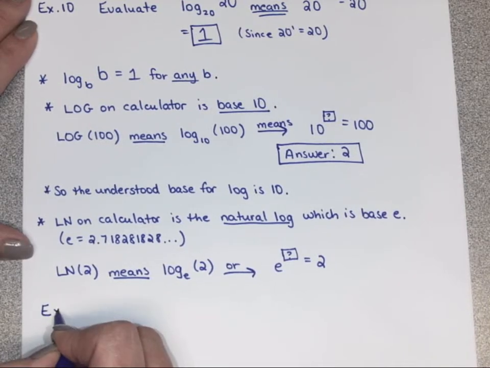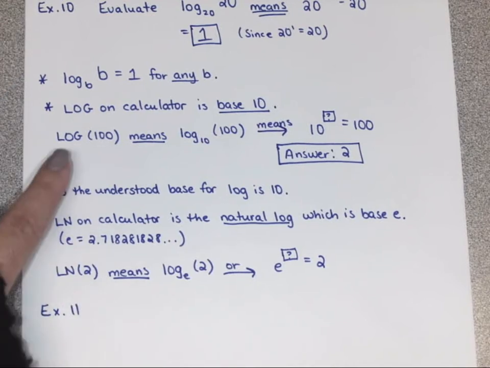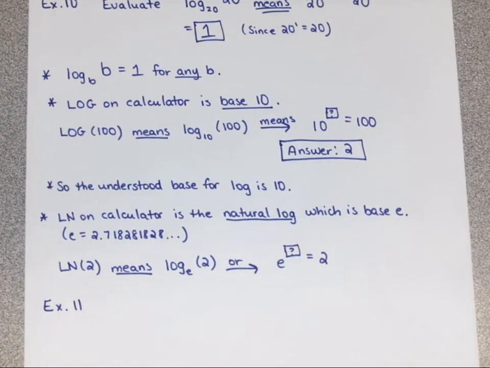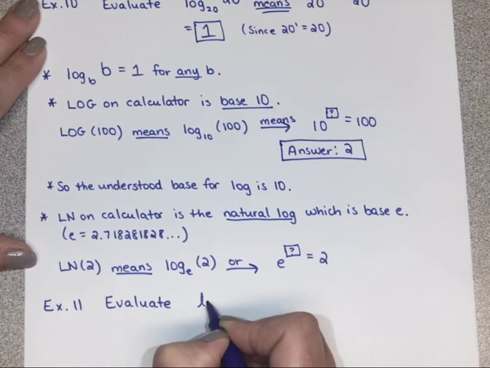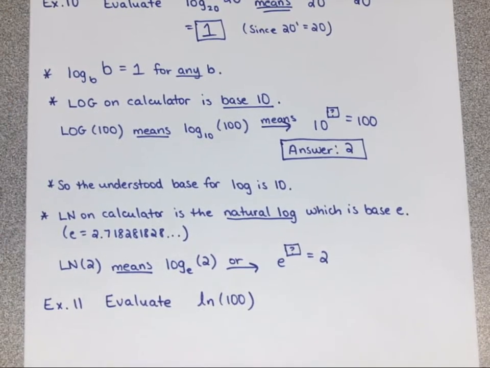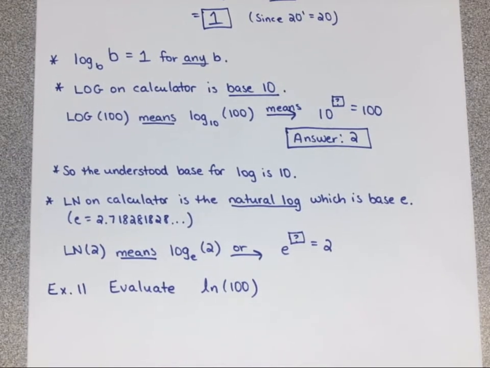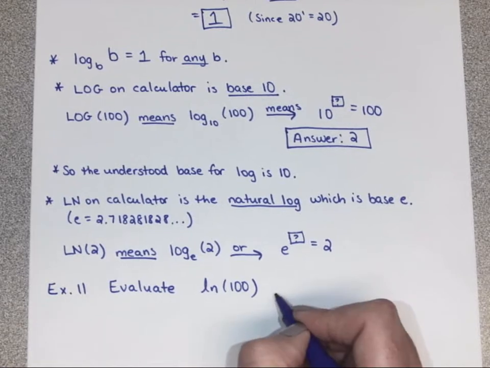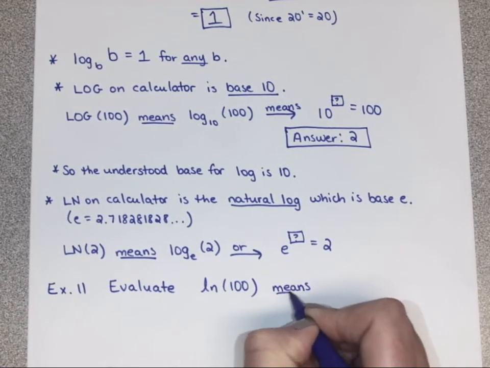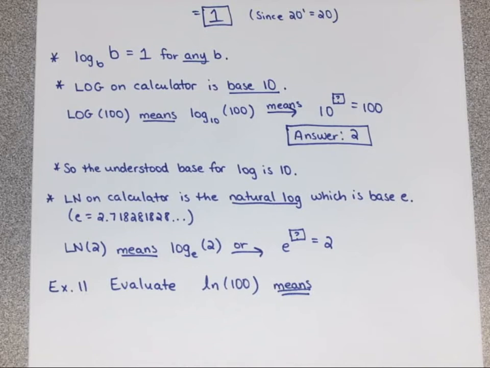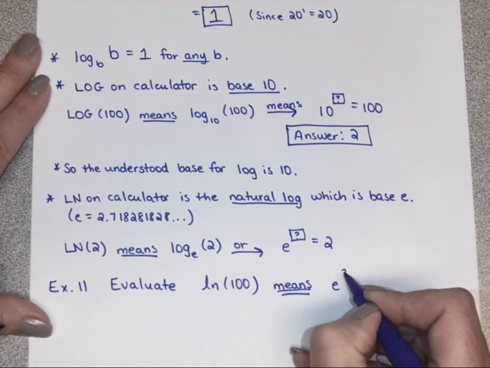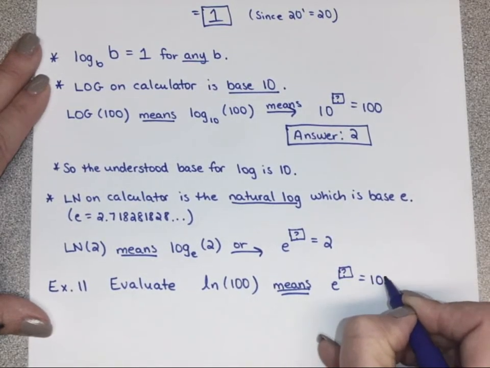All right, so in the last one, notice log of 100 meant 10 to what power gives you 100. Okay, so what if I ask you to evaluate natural log of 100? Like I said, I use a cursive italics L for ln because it looks too much like a 1 if you don't. Okay, so let's talk about what this means. If it was log, also called the common log, it would be base 10. But what's the understood base always for ln? e. So it's e to the what equals 100.